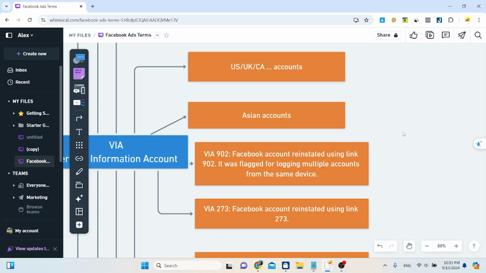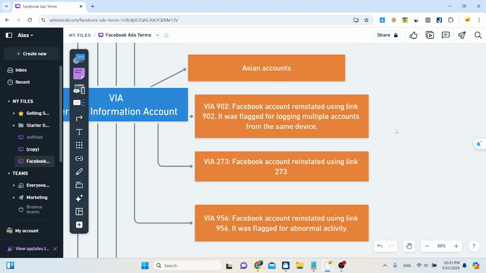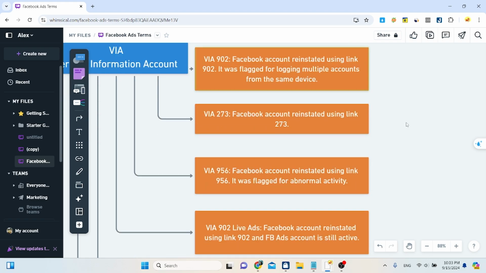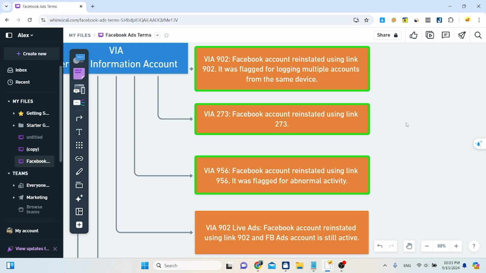In addition to the classification by time or country, via is also divided by violation errors such as 902, 273 or 956. These accounts, after being protested, have a high level of trust, are rarely locked and are often used to hold BM, hold page or hold advertising account. For example, via 902 is a type of via that is resistant to the link with the number ending in 902. The main violations are logging in multiple devices on the same account, IP is blacklisted, reported, etc.